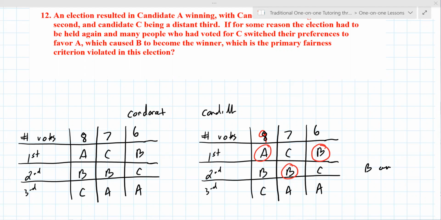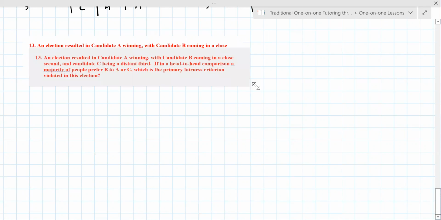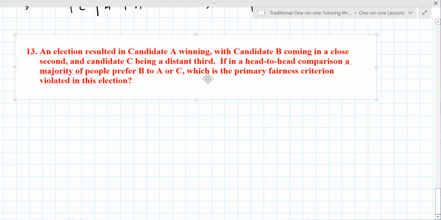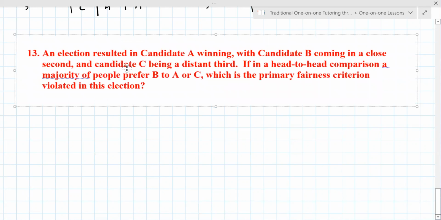So I want to say it's going to be another voting method down in this one. So let's see here. Unless this is the Condorcet. So head-to-head comparison. So this one again, A winning, B is a close second, C is just third. If in a head-to-head comparison, a majority of people prefer B to A or C, which is the primary fairness criteria violated?